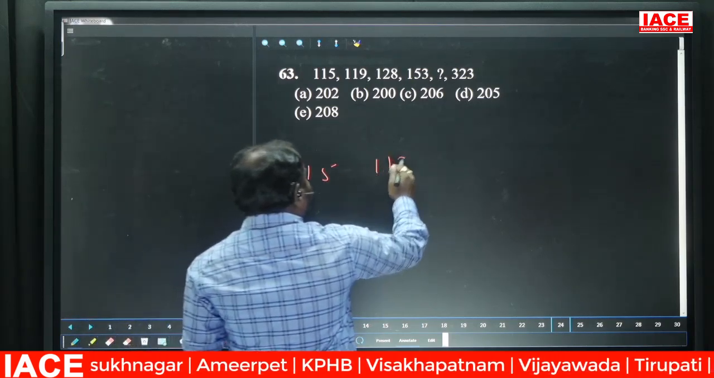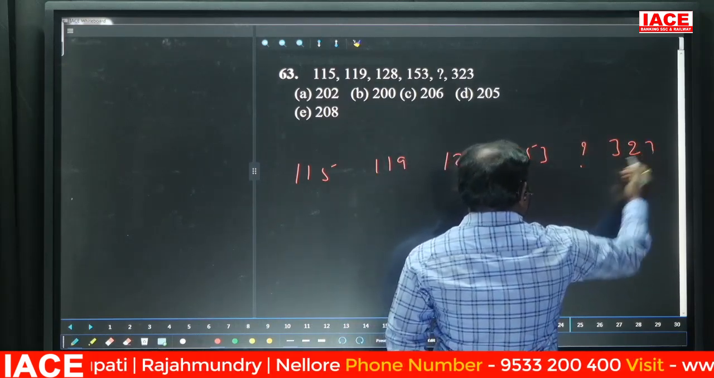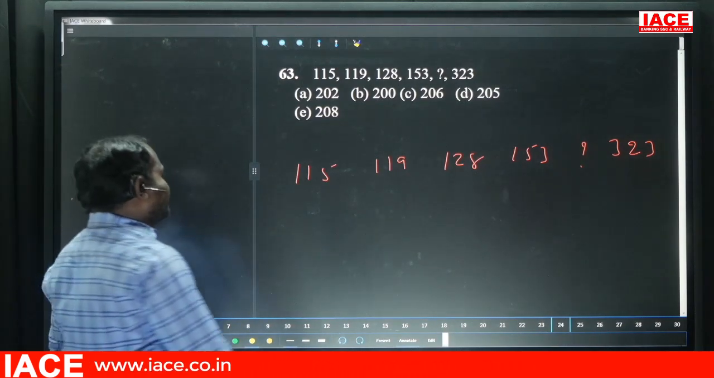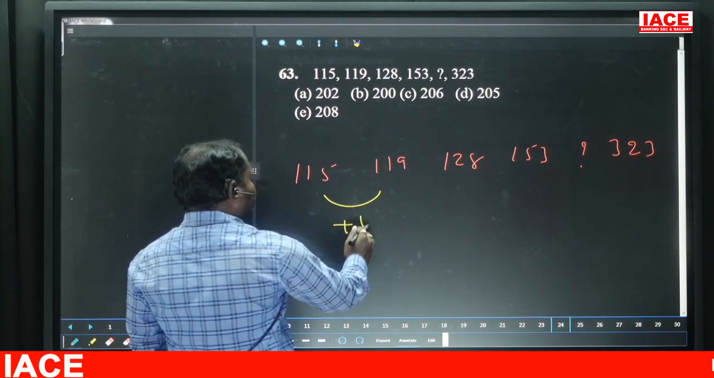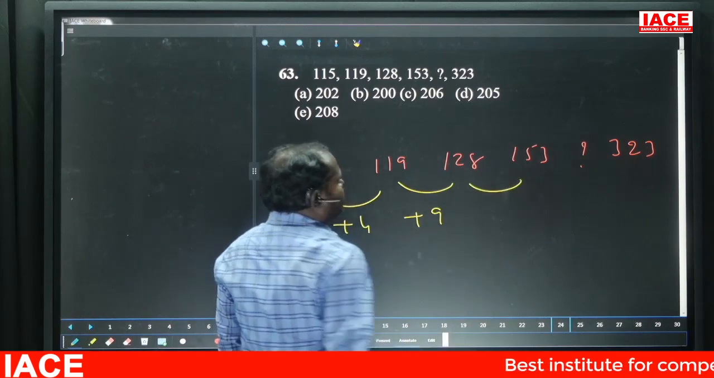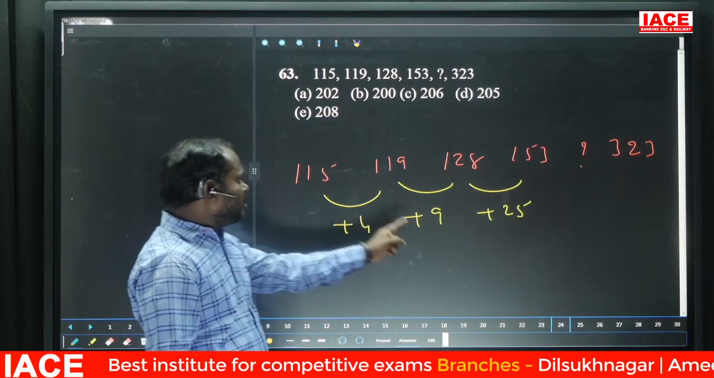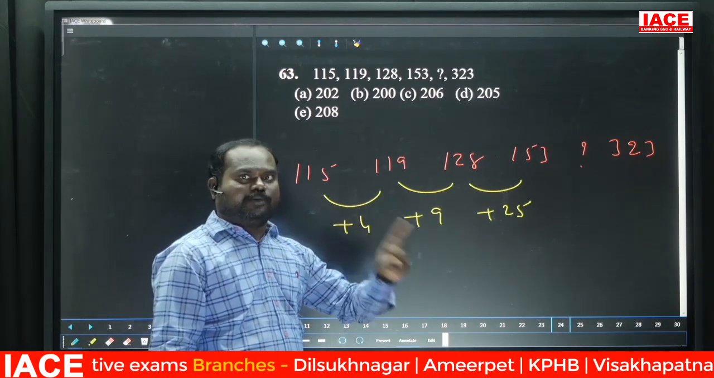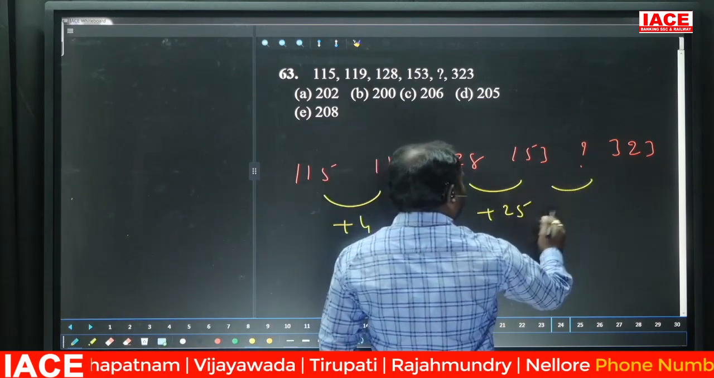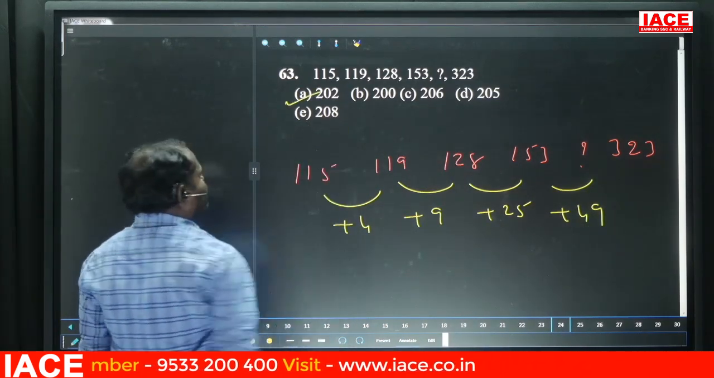115, 119, 128, 153, question mark. So 115 to 119, how much extra here? Plus 4. 119 to 128, plus 9. 128 to 153, plus 25. These are squares: 2 square, 3 square, 5 square, nothing but prime squares. Prime squares 2, 3, 5. Next should be 7. 7 square is 49. 153 plus 49 is 202. Option A, 202. Right.